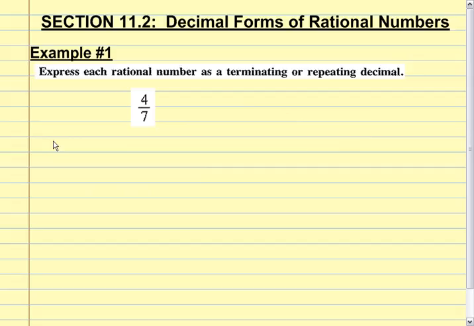Now, example number 1, and you have a calculator in front of you. Express each rational number as a terminating or a repeating decimal. Will someone tell me, what is this as a decimal? Harrison?